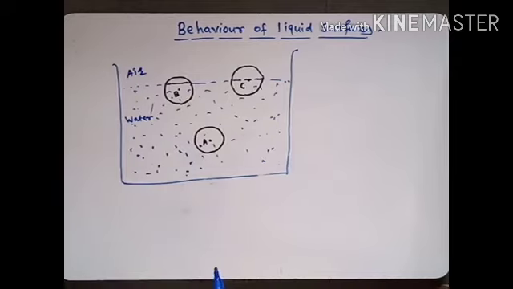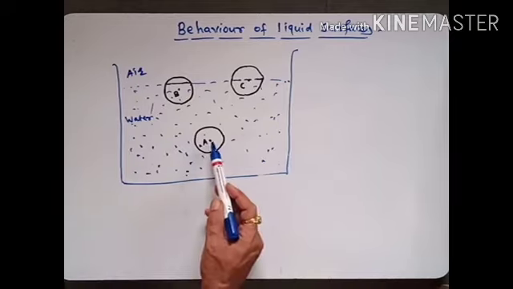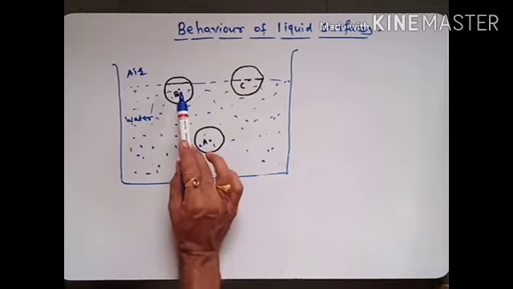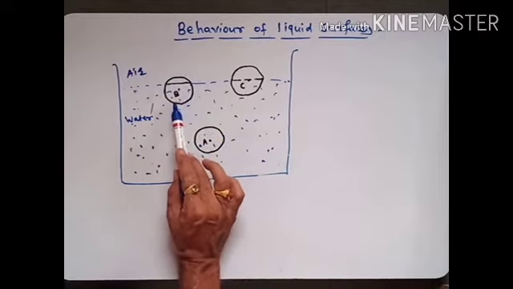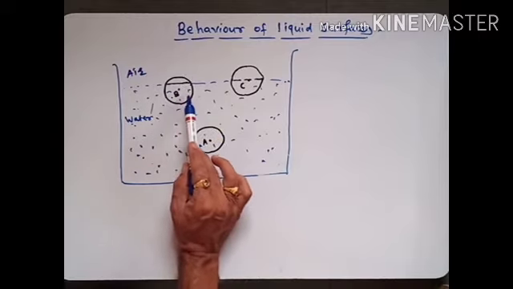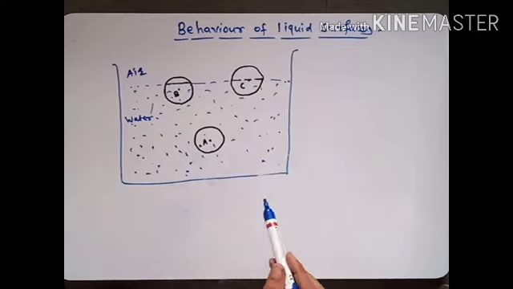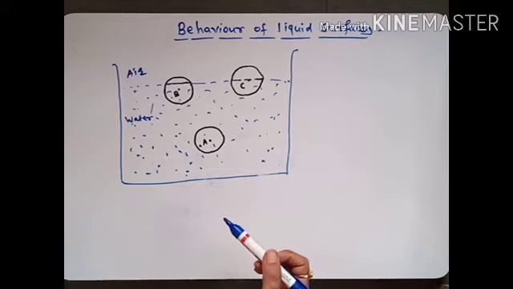We consider three molecules. Molecule A, whose sphere of influence is totally inside the liquid. Molecule B, whose bigger part is in liquid, smaller part in air. And third molecule C, whose sphere of influence is half in air and half in liquid.